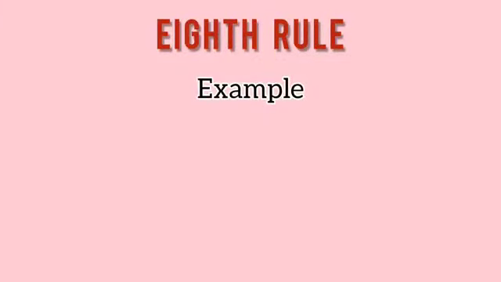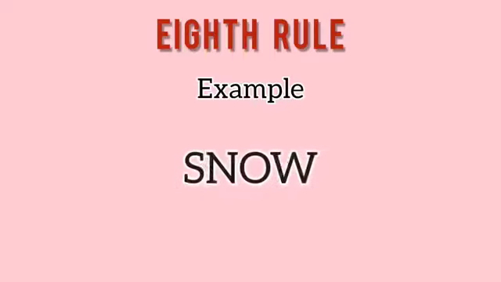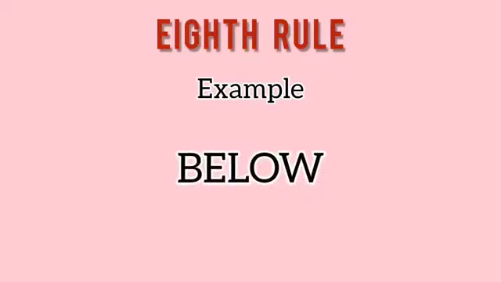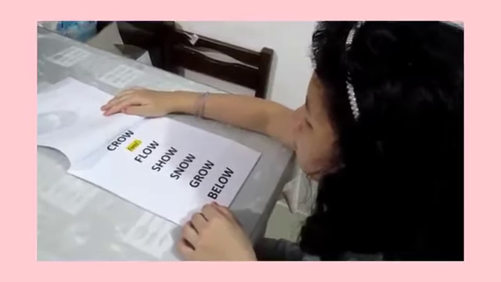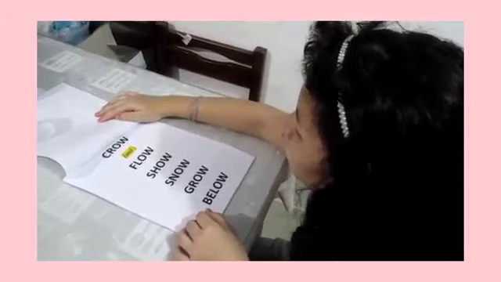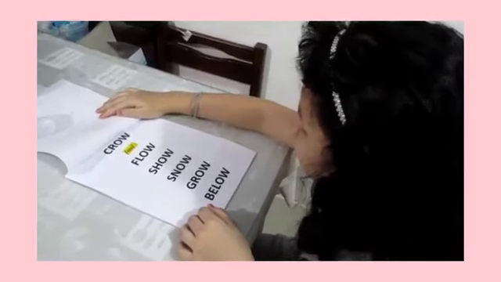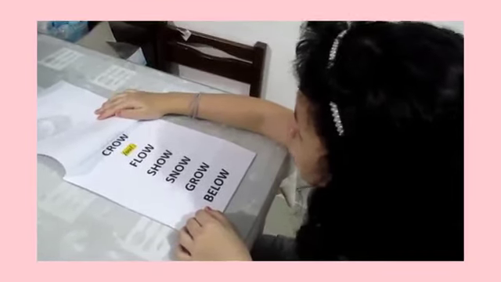And here are some words with the vowel pair OW that have the same sound as heard in crow. Let's try to say it. Crow, flow, show, snow, grow, below. The ninth rule is also for the double vowel syllables.